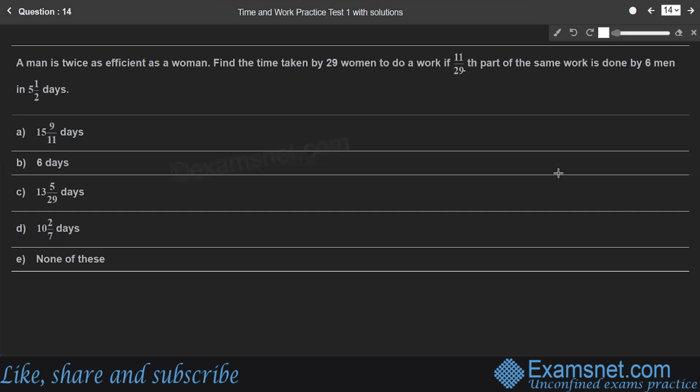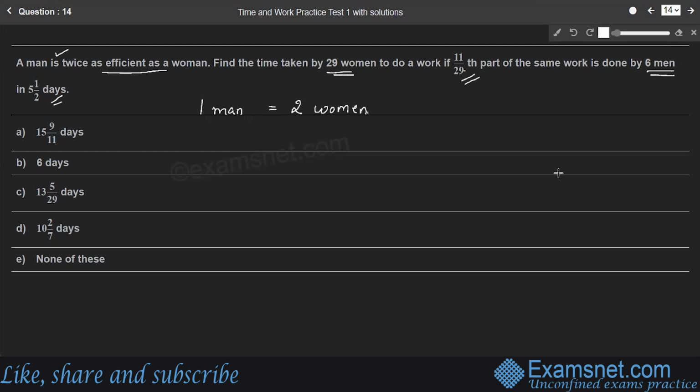Question number 14. A man is twice as efficient as a woman. Find the time taken by 29 women to do a work if 11 by 29th part of the same work is done by 6 men in 5.5 days. So students, it is given that one man is twice as efficient as one woman, right? So we can write one man is equal to 2 women. So efficiency of one man is efficiency of 2 women.